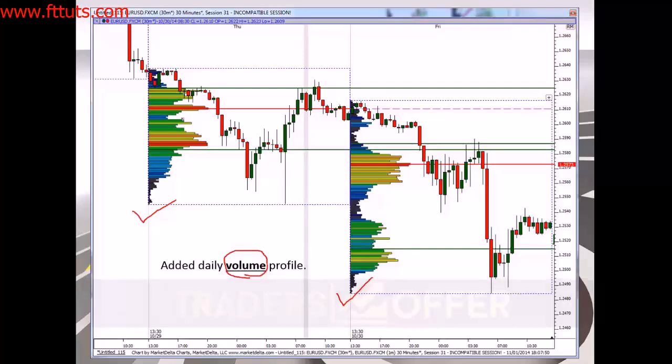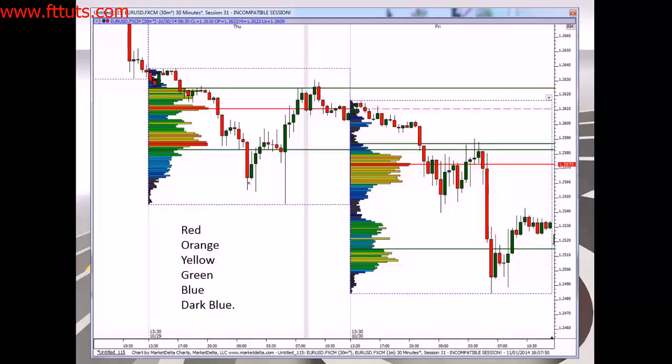In this case, I wanted to highlight using a volume shading profile, because this helps us to see the volume nodes and where the intense volume actually exists on various price levels. Now, I'll just do a quick review with you. The red color is the most intense volume, followed by orange, followed by yellow, followed by green, followed by blue, followed by dark blue. So the dark blue areas that you see down here, and in this zone here, and once again up here, really are areas of low volume.